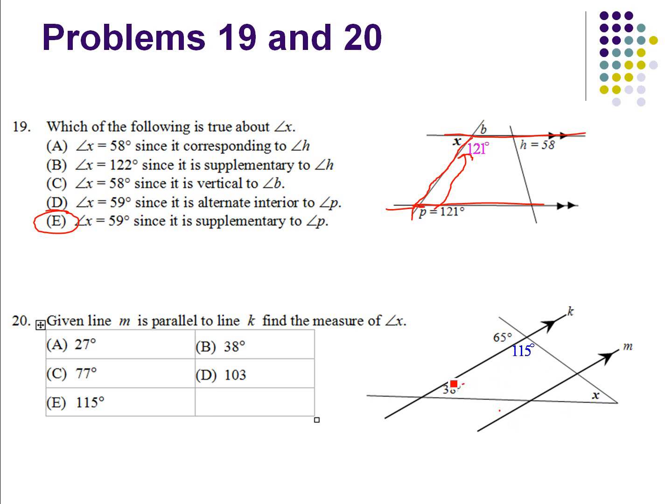So 115 plus 38 plus x equals 180. Simplifying, I got 153 plus x equals 180. Subtract 153 from both sides, and I get 27.